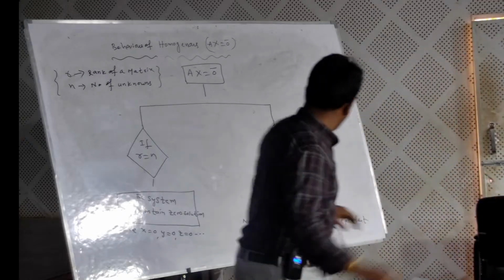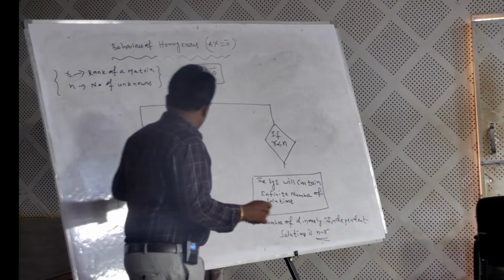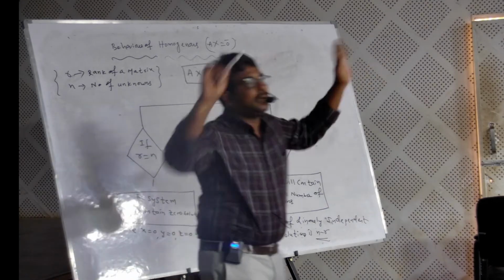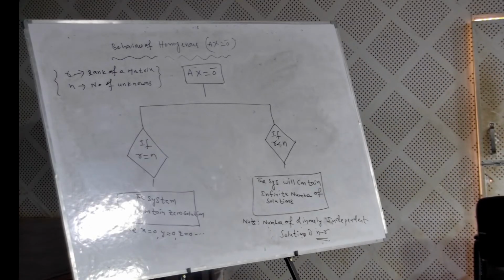How to identify independent? I will explain. I am here. You don't worry. First, concentrate. Left side will give you zero solution. The right side will give you infinite number of solutions. Right? At present, please copy this.